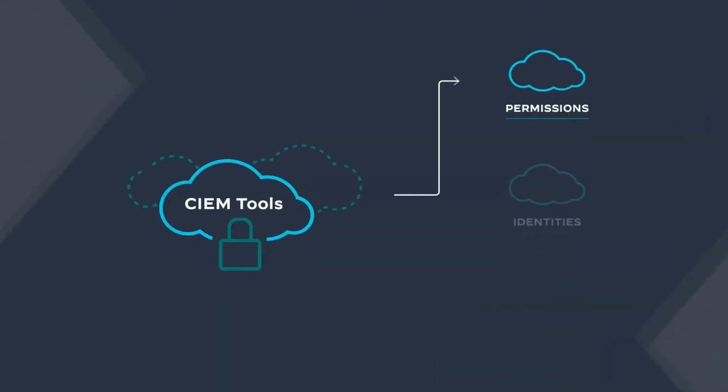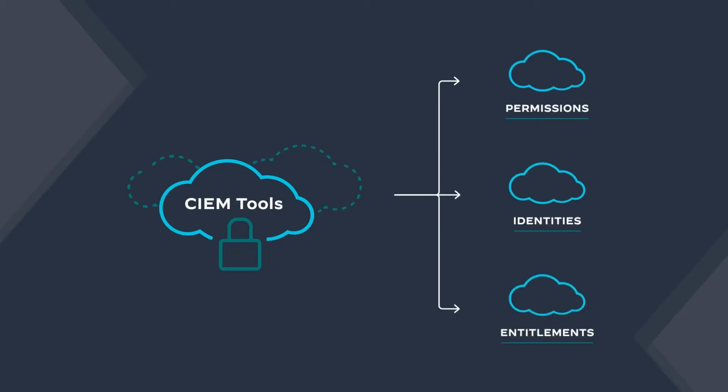Cloud infrastructure and entitlement management, also known as CIEM, offers visibility into cloud identities, permissions, and entitlements in order to enforce least privilege at a cloud scale. In other words, CIEM allows you to give users the lowest level permissions needed to perform their work.